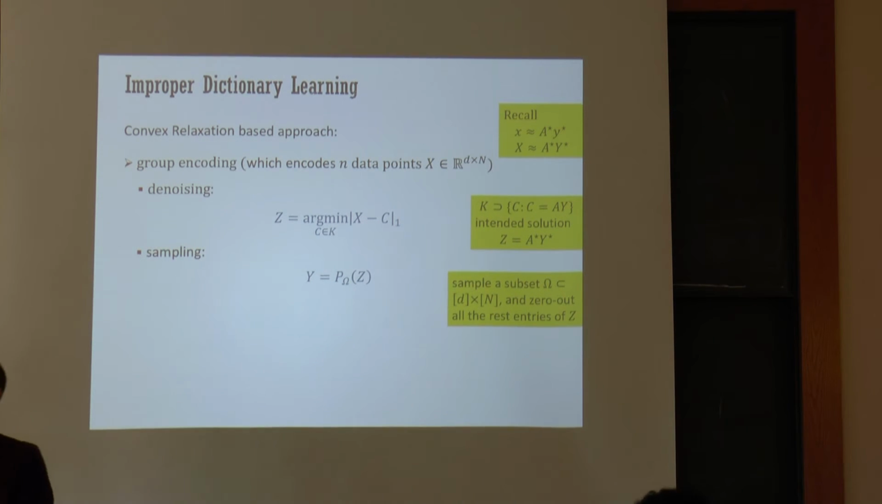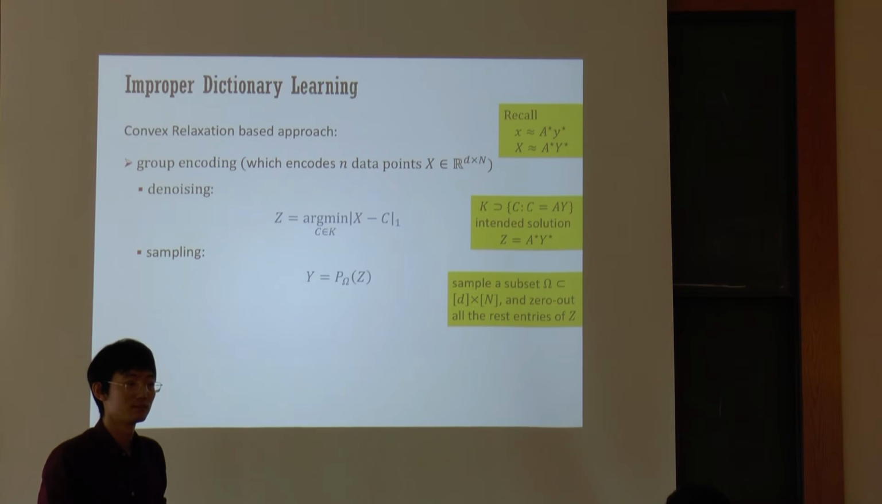Just to clarify, you choose omega to be a random subset? Yes, a random subset. It seems like it might be better to choose it according to the entries of Z, like the large entries. Yeah, we are ignoring that kind of thing. You're ignoring it, so if it was sparse, then you would get zeros going into your sum.